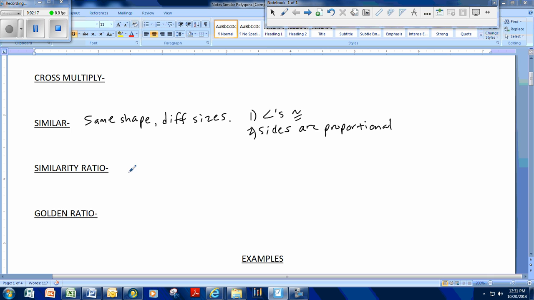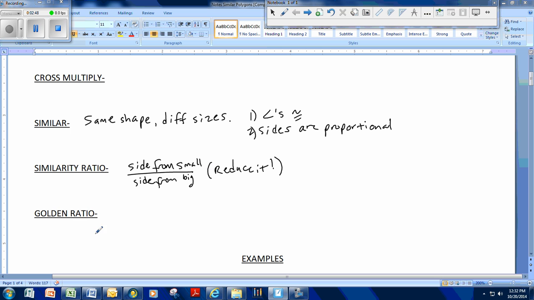All right. The similarity ratio is what you get when you compare the sides. They should break down to the same fraction. Okay, so we take a side from the small shape over its matching side from the big shape, and then make sure we reduce it.